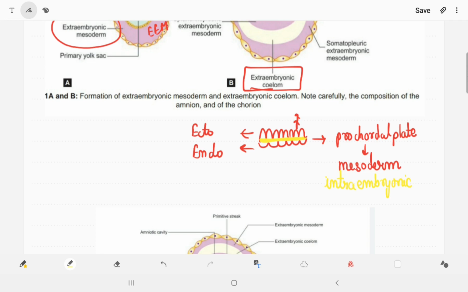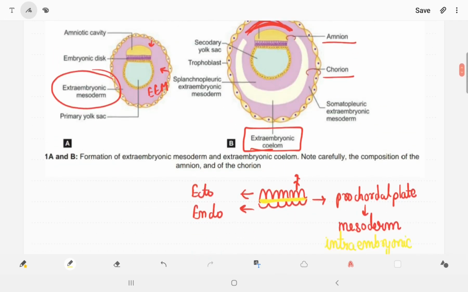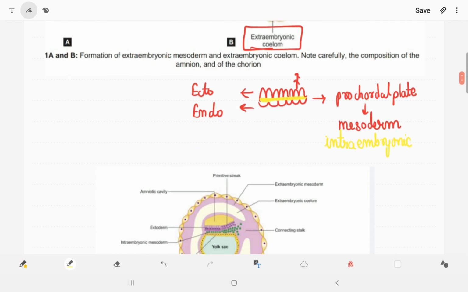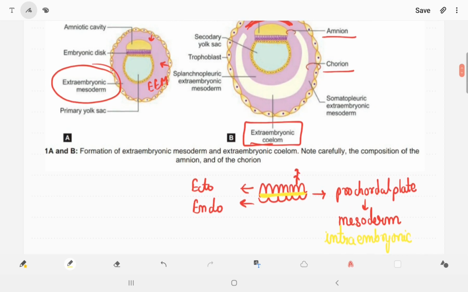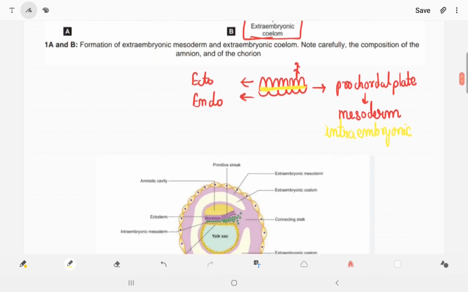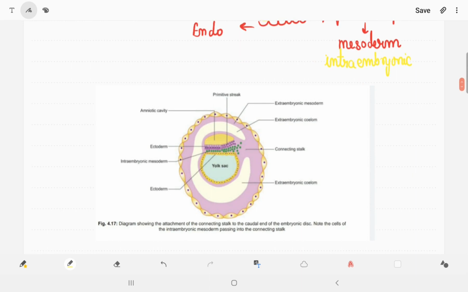Also, I want you to understand that as the baby grows, baby keeps on folding upon itself. So yes, take a look at this diagram. Can you see that now mesoderm have formed in this diagram in between the ectoderm and the endoderm? This is the extraembryonic coelom, and the entire diagram remains the same.